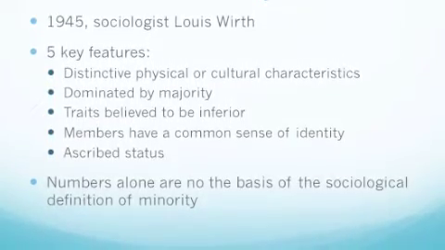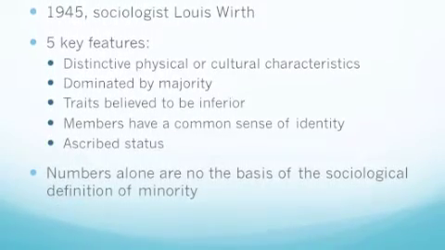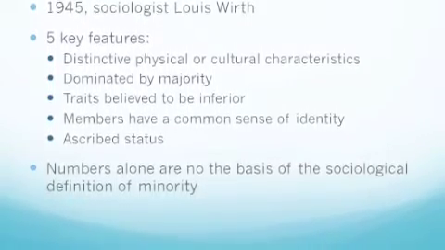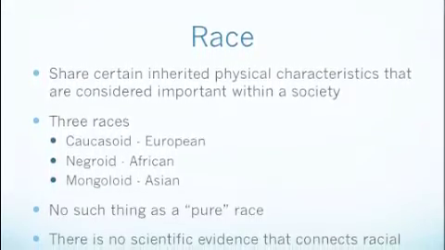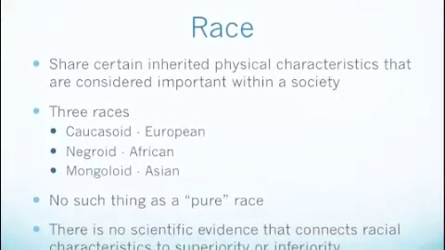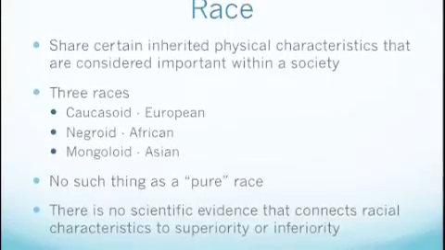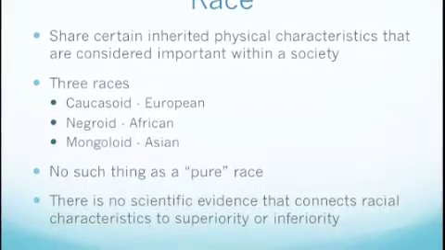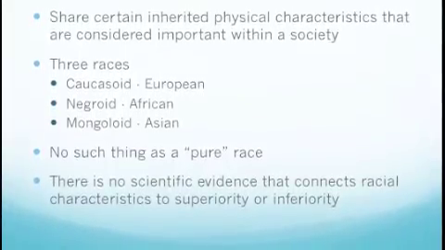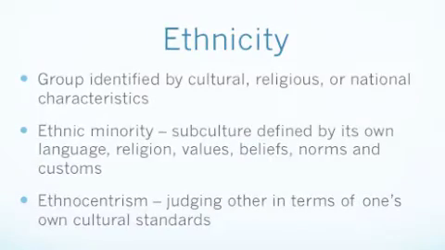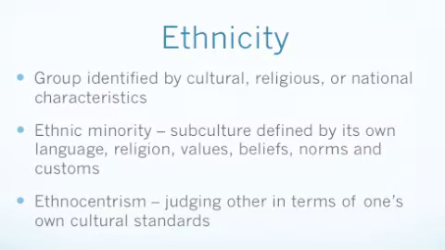Remember, numbers alone are not the basis of the sociological definition of a minority. For example, women in the US outnumber males, but are still considered to be a minority. People in a racial group share certain inherited physical characteristics that are considered important within a society. There are only 3 races in the world, which are European, African, and Asian. There is no such thing as a pure race, and there is no scientific evidence that connects racial characteristics to superiority. People in the same ethnicity group are identified by cultural, religious, or national characteristics.